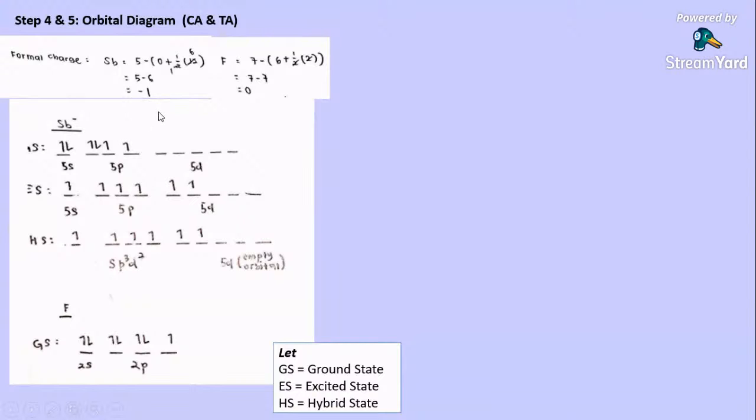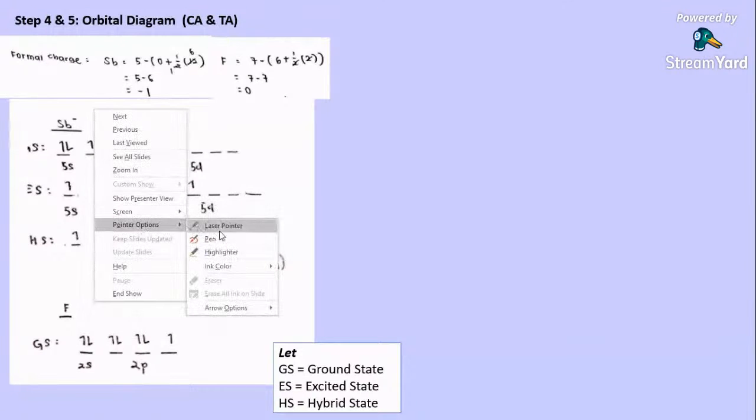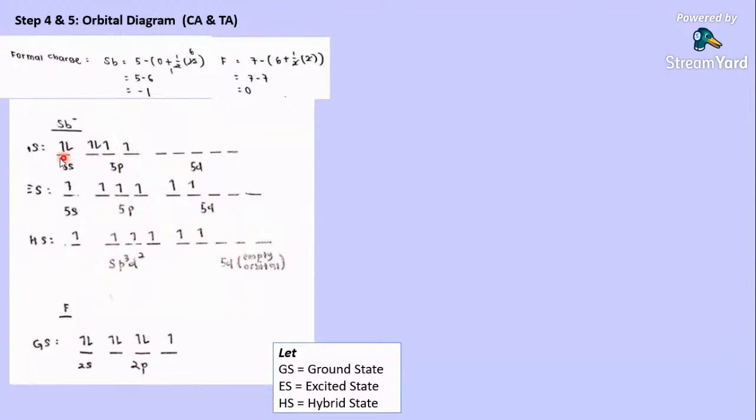the SbF6 negative. The negative belongs to the Sb. If you check the valence electrons, Sb is actually group 15, so there are 5 valence electrons. But there is a negative charge here, meaning Sb is not an atom, but an ion. That's why the valence electron for Sb negative is 6.